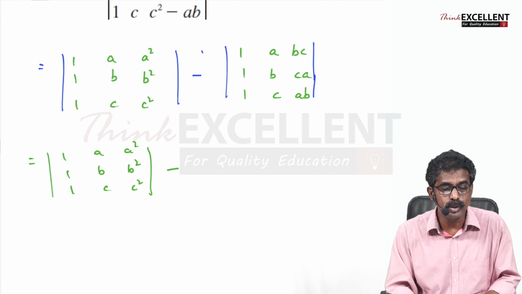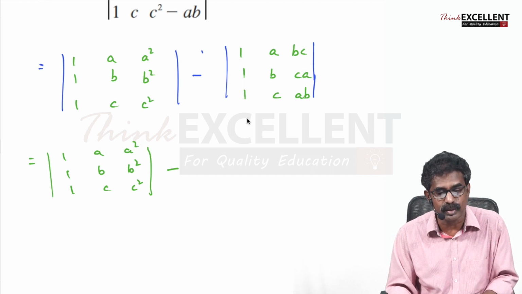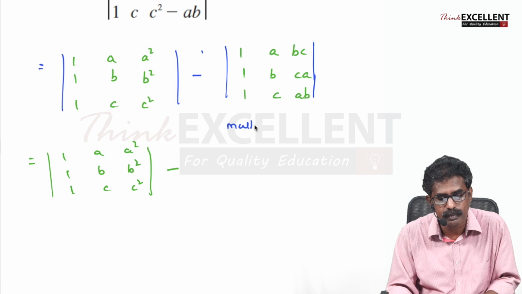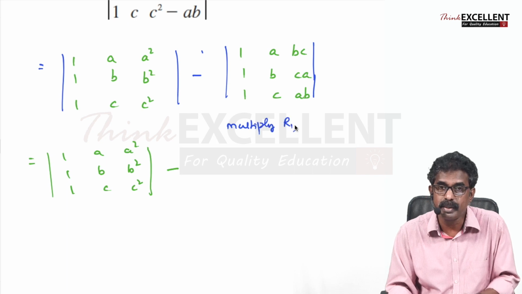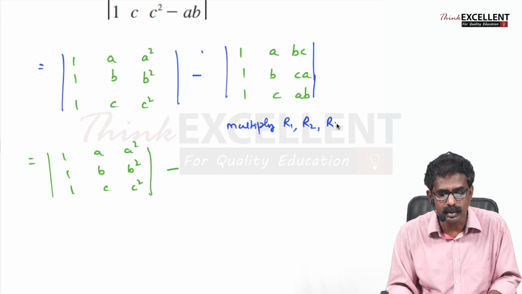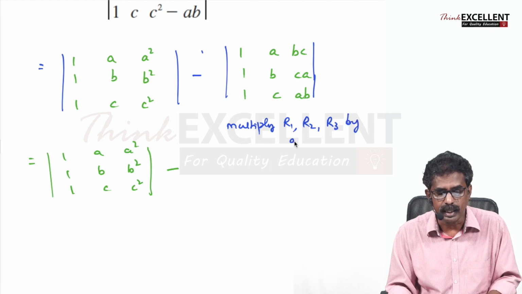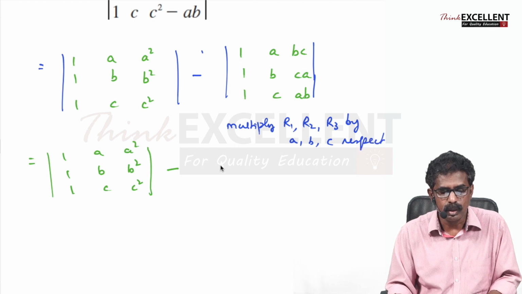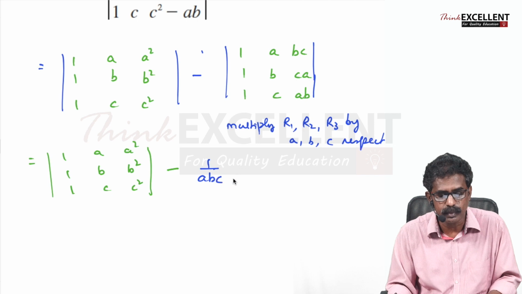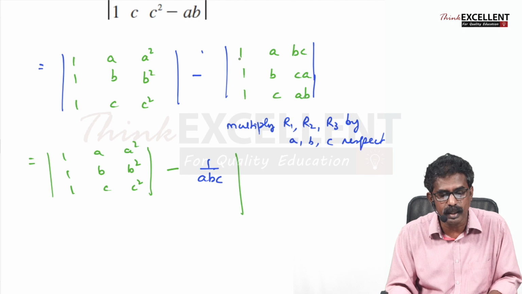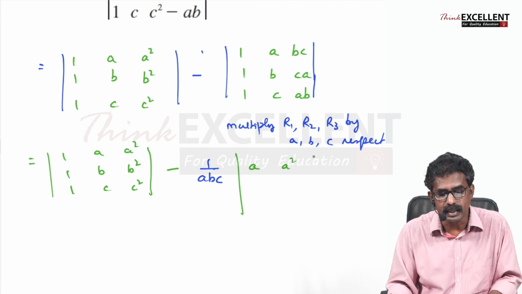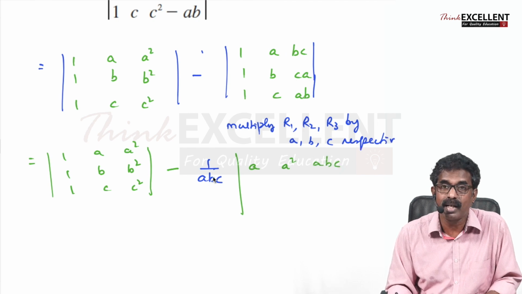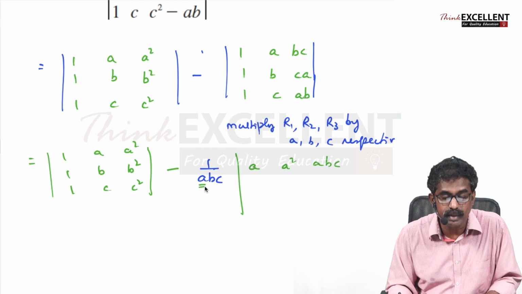When you multiply, value should not be changed. So if you multiply, you have to divide also, right? So what we do, multiply R1, R2, R3 by A, B, C respectively. So when you multiply, you have to divide also. Now first row, you multiply by A. 1 becomes A. Then A into A, it is A square. A into BC, it is ABC. So we multiplied, so we divided also by A.